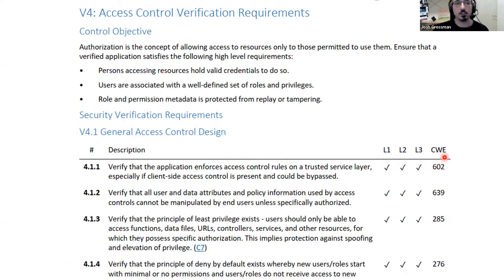We can see CWE. CWE is Common Weakness Enumeration. It's a project from MITRE to try and categorize different security weaknesses. And that's a useful mapping to say, okay, I have this requirement, but what's the rationale behind it? What weakness, what issue, what vulnerability is this requirement coming to rectify? So having that mapping there is useful for that context as well.